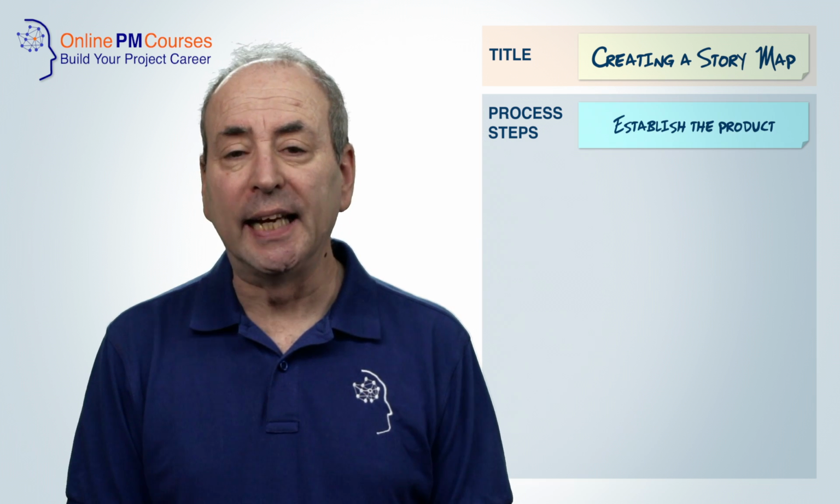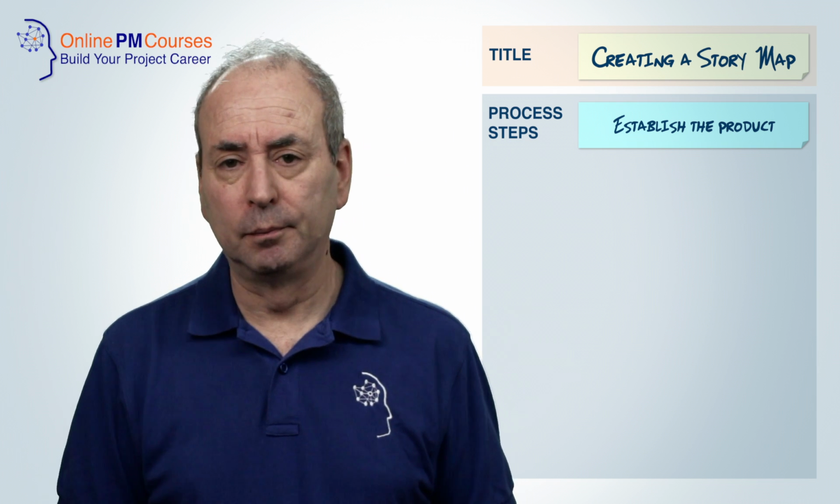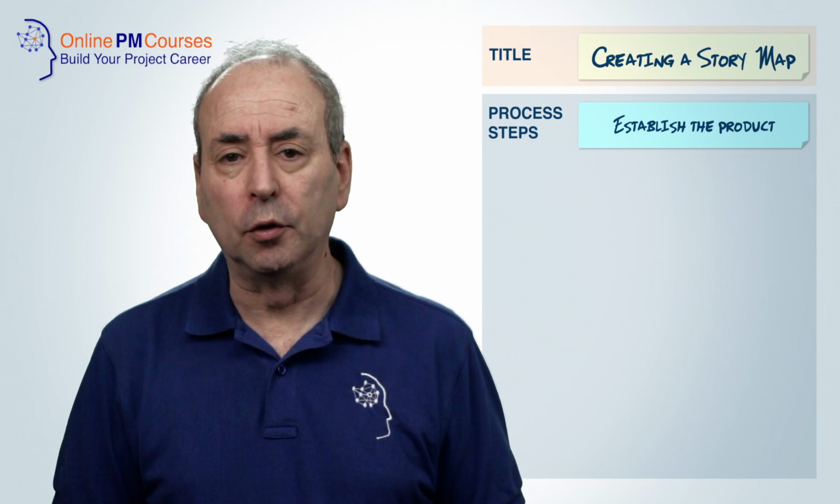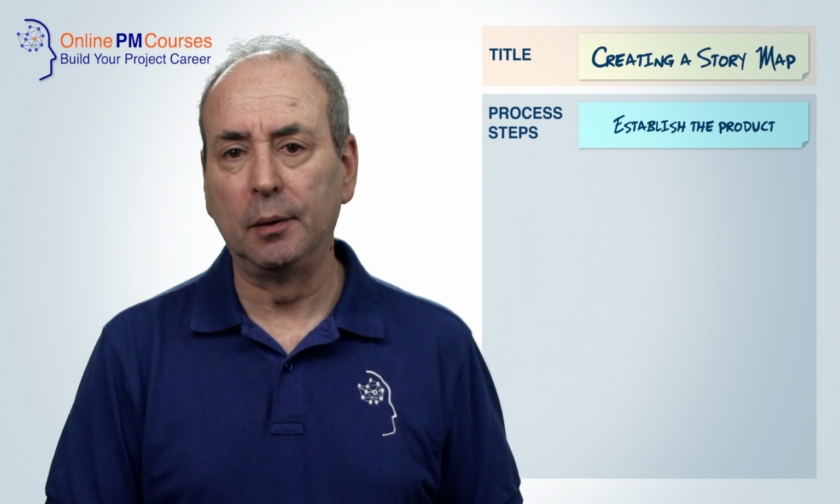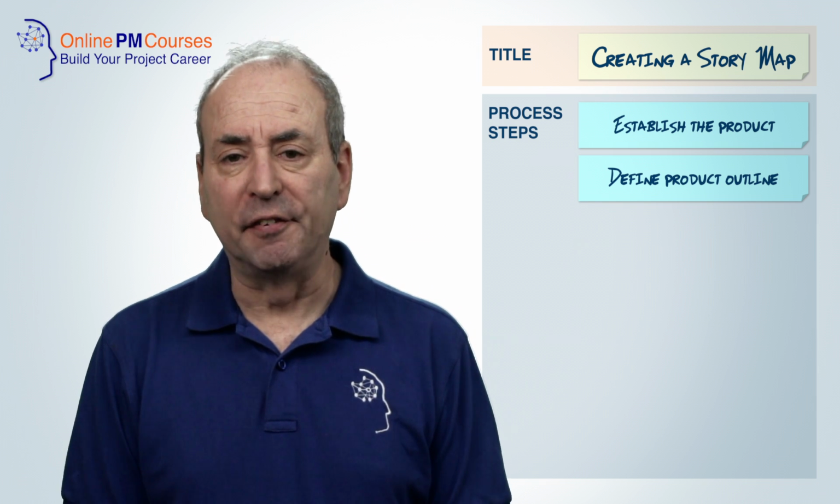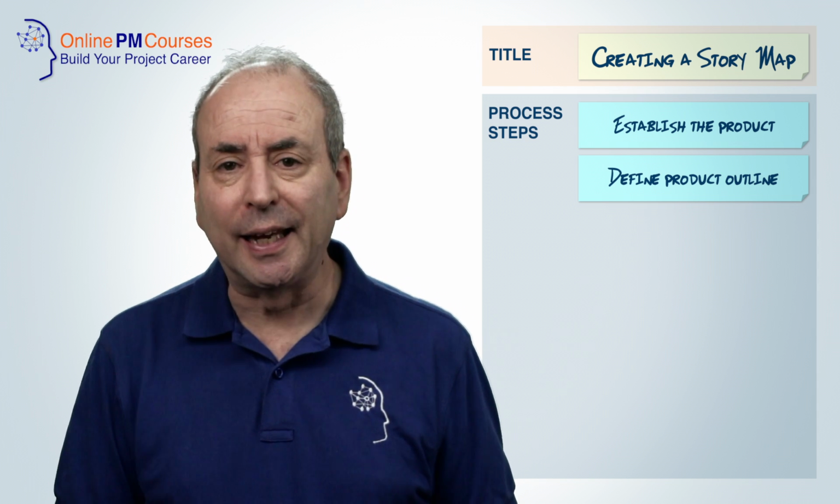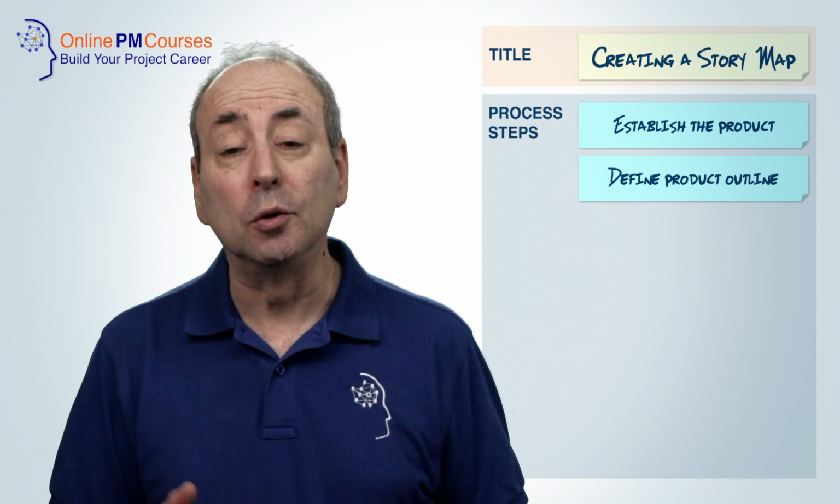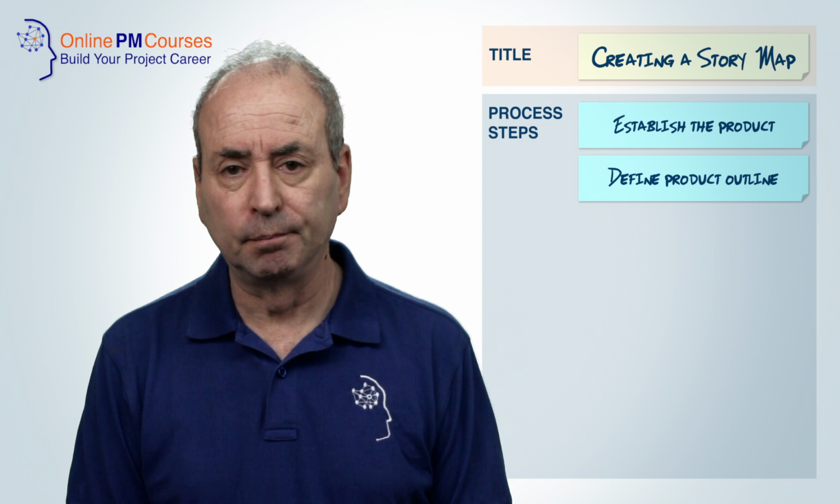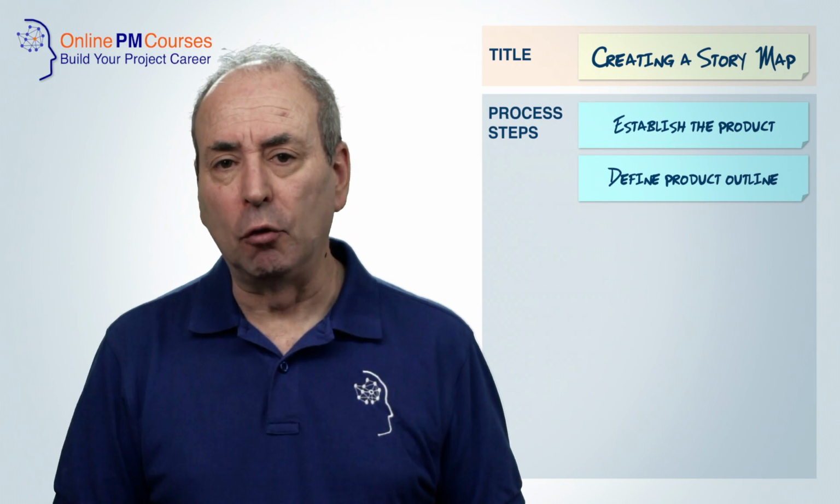Step 1. Establish the product. This first step is simple. Just establish what your users need to be able to do and why. Step 2. Define the product outline. Start by identifying the key steps in the product or service that you'll be creating. This, of course, will form the walking skeleton of epics. Each epic will be a heading for the story map you're creating.